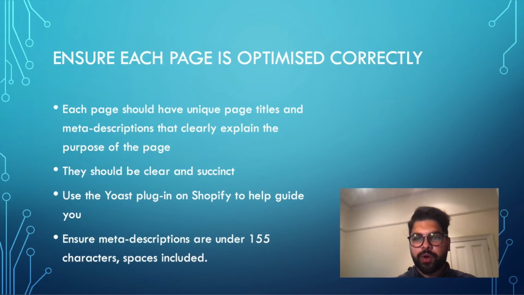Similar to the previous point, the next step is to ensure that each page title and meta description is unique and clearly explains the purpose of the page. This will allow Google to better understand what each page is about, allowing it to recommend your site to more relevant users. You have to make sure that the page title and the meta descriptions are clear and succinct.